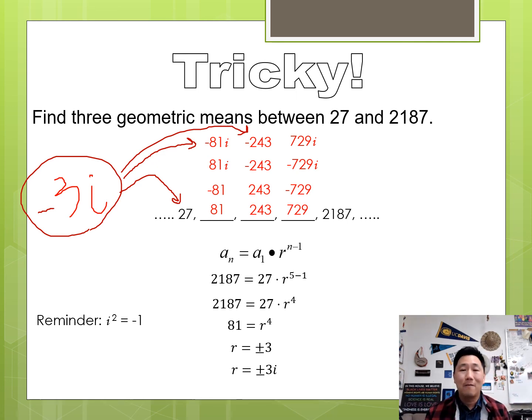All right, so that one is tricky. Whenever you have r to the fourth power, make sure you remember the imaginary ones as well. All right, quite fun. Go ahead and try the homework.